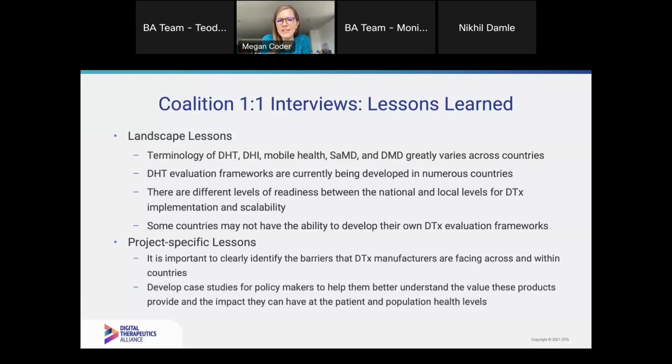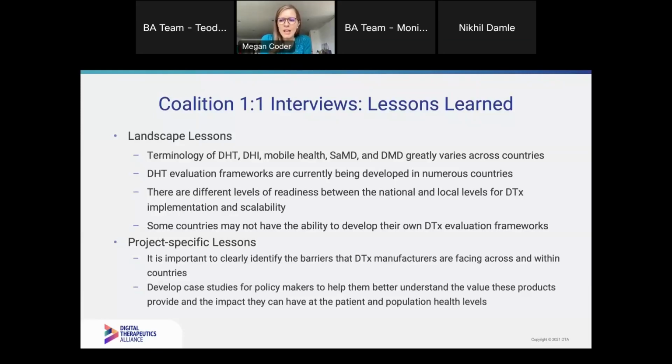Different levels of readiness came up earlier today also. What a national level may be ready to do and implement may be very different than the local level. So even if we can say it's fantastic that in this country, the national bodies have created a reimbursement framework and an access framework and we're ready to go, if the local levels aren't prepared, it may not actually happen. So that's something that has been brought up on numerous occasions.